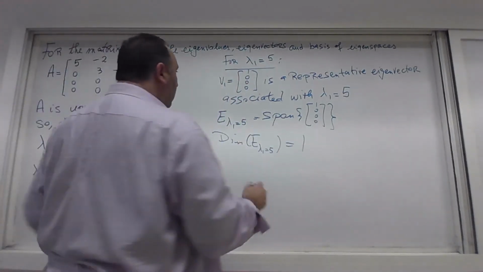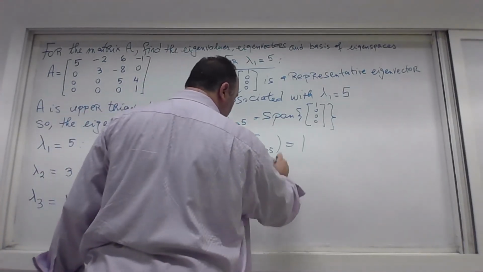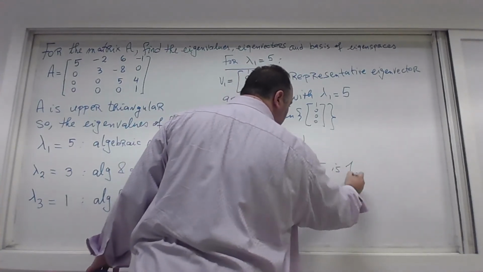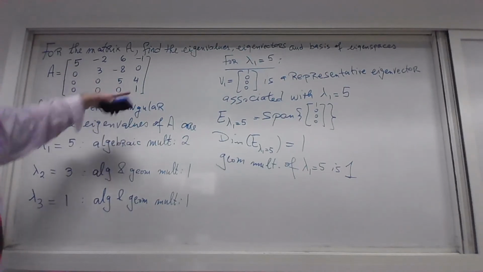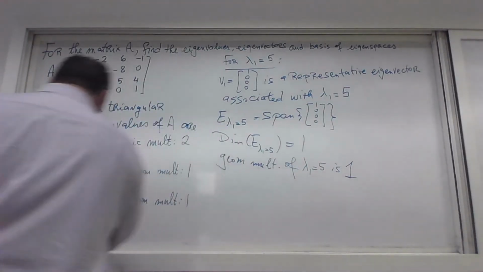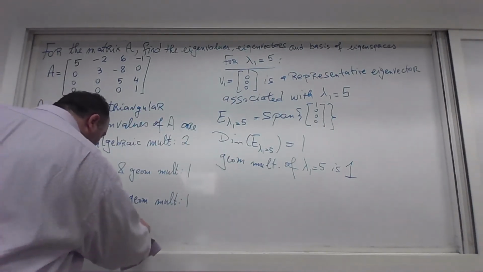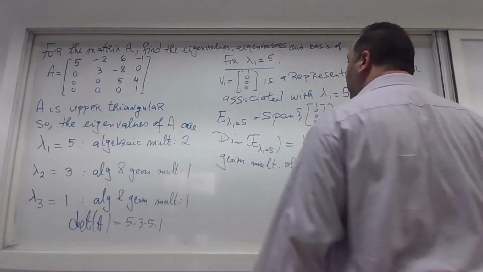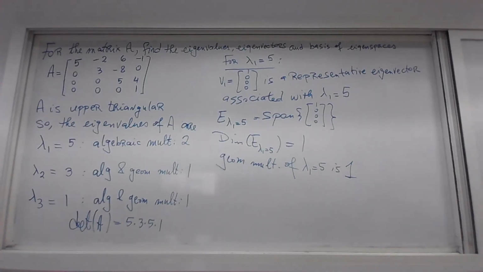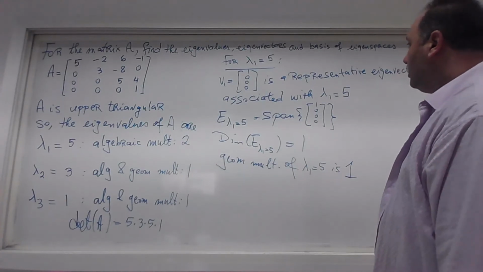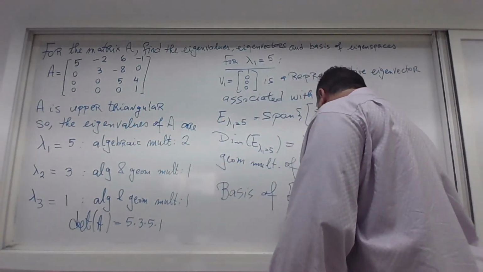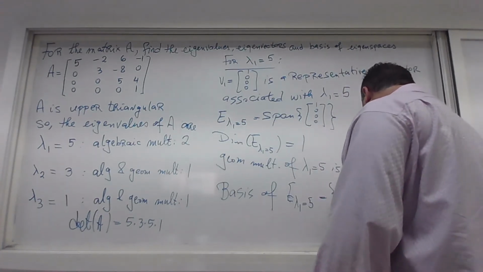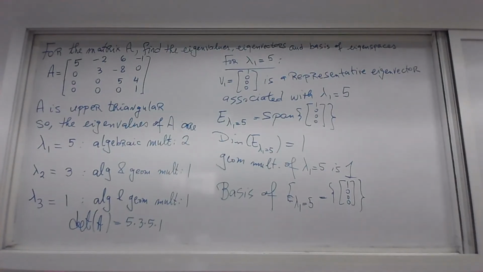So the geometric multiplicity of the eigenvalue is 1 also. Obviously, we know that the determinant of this matrix is 5 times 3, times 5, times 1. Right? So just compute it. Alright. So we have an eigenvector here associated with the eigenvalue. We have a basis for the eigenspace. Oh, let me try that again. There we go. Okay, so let's compute for eigenvalue 3 now to see what happens, how that goes.